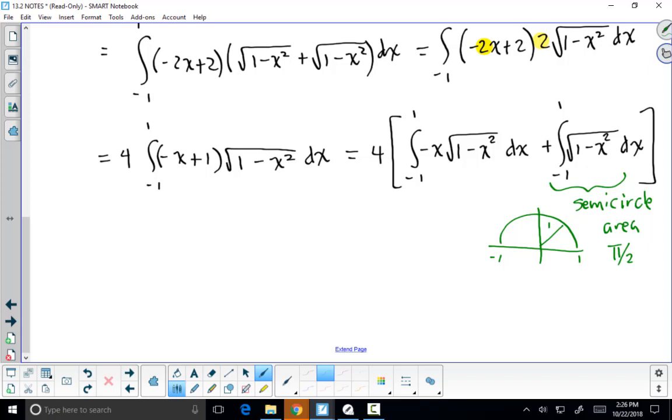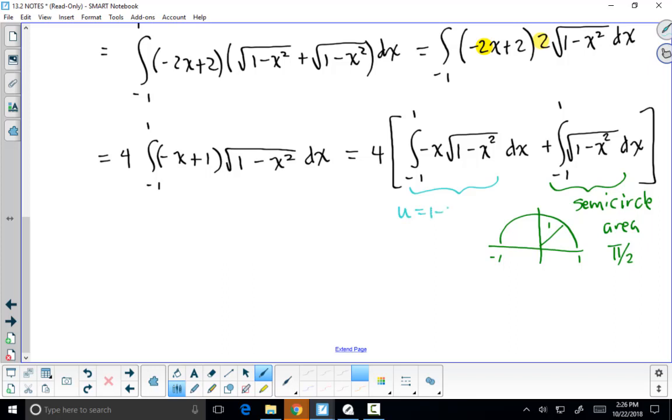So y equals the square root of 1 minus x squared. That's the upper semicircle of a unit circle. Integrating across it, -1 to 1, that means finding the area of a semicircle, so we can use pi r squared, and then divide that by 2. And then at the end, multiply by 4.